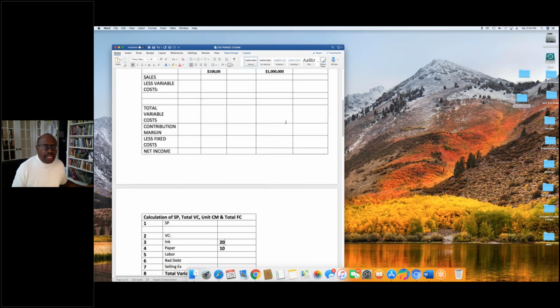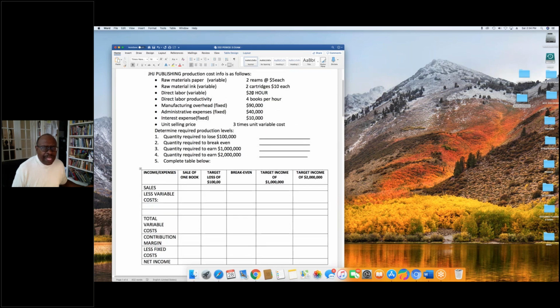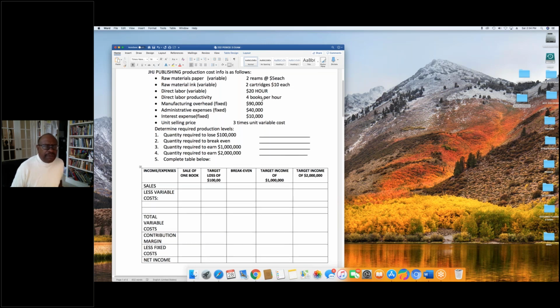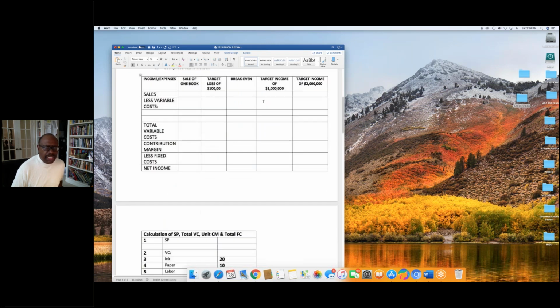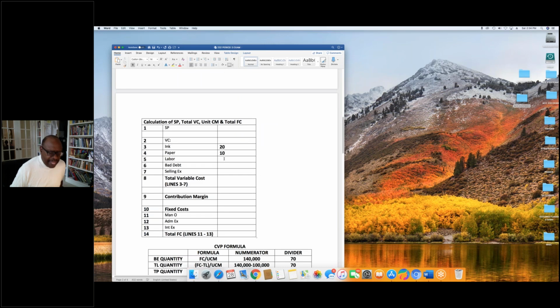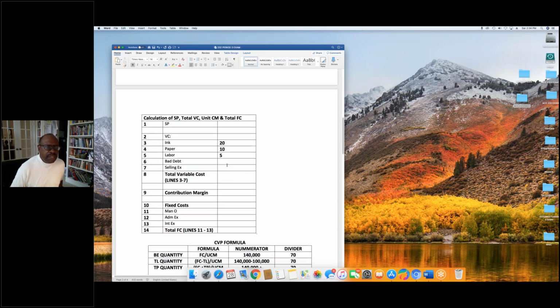Finally, we're told that we pay at the rate of $20 an hour for 4 books per hour. So therefore, since we can make 4 books an hour, we're going to divide 4 into 20. And so our labor cost is 5. In some situations, we can have bad debts and other selling expenses, but for this problem, we're simply using as variable costs just the ink, the paper, and the labor. And so when we add those 3 together, we get $35 as the total variable cost.